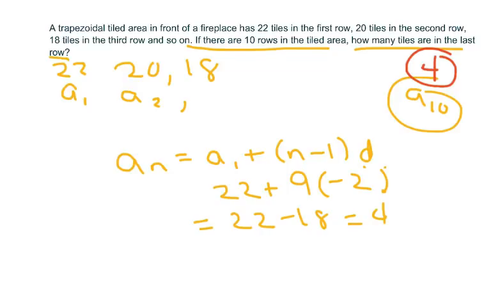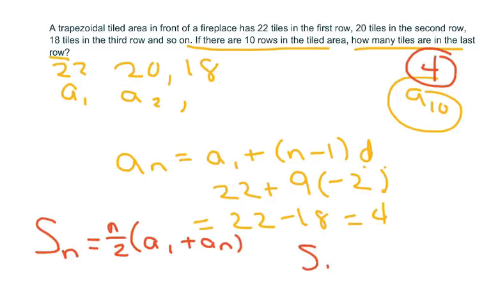All right. Is that all they're asking? If you do want to find the sum of this, the total, how many tiles in total, we use our summation formula for arithmetic sequences. There's 10 total, so that's going to be 10 over 2, which is 5. And you add your 22 plus 4, which is 5 times 26, which equals 130.